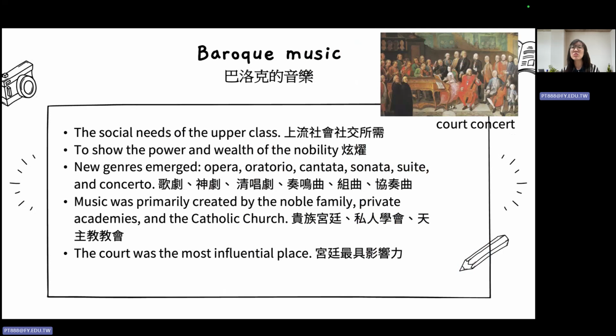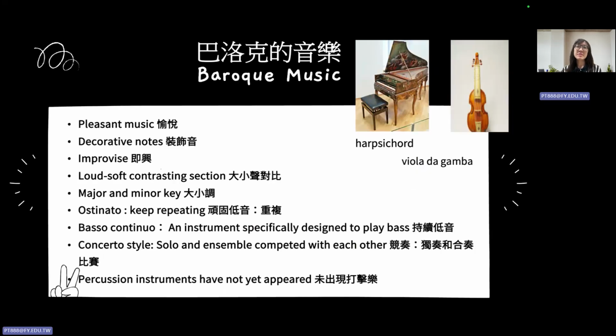Music was primarily created by the noble family, private academies, and the Catholic Church。好，那音乐呢，主要就是由贵族啊、私人的学会啊，或者一些教会，他们来创作的。And the court was the most influential place。那其中呢，宫廷又最具有影响力。So the music in Baroque is very present with decorative notes，很多装饰音, improvise，有即兴, and the contrast between loud and soft sections. It has the major and minor keys, and it got the ostinato.